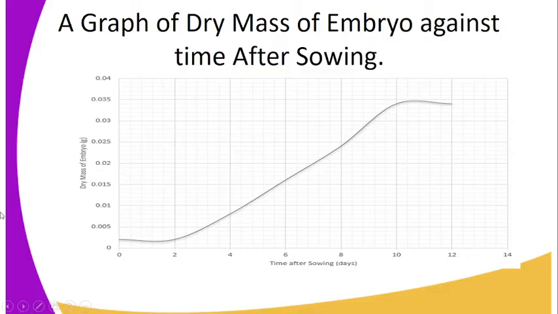So when you draw a graph of the dry mass of the embryo against time after sowing, we put the dry mass on the y-axis and then time on the x-axis. So we plot. We've said that at 0 days the dry mass is 0. So we plot and our curve becomes like this, you can see the curve. That curve is called a sigmoid curve. In our next lesson, we'll be talking much about the sigmoid curve.